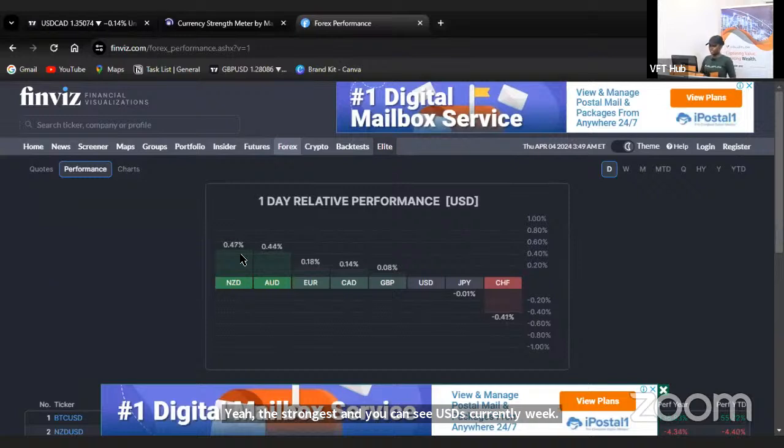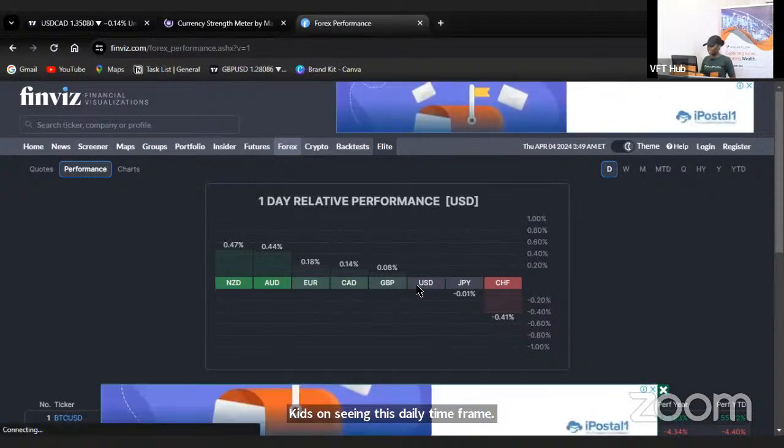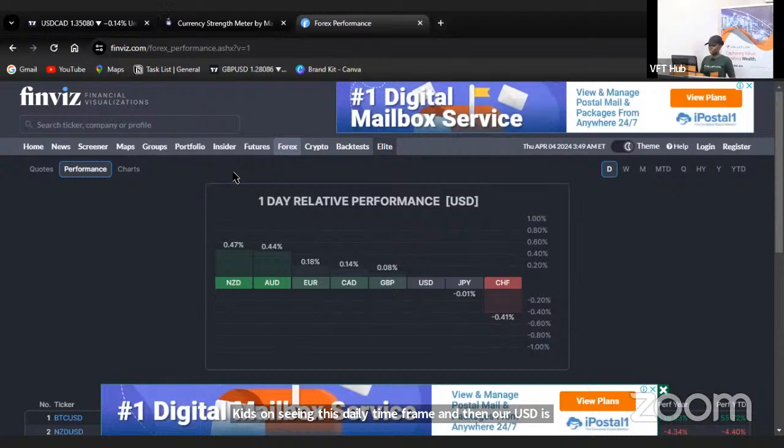Okay, it's done loading. So NZD and AUD are currently the strongest performing pairs on Finviz daily time frame, and then our USD is weak, right? So you see, it correlates with what we've analyzed so far.